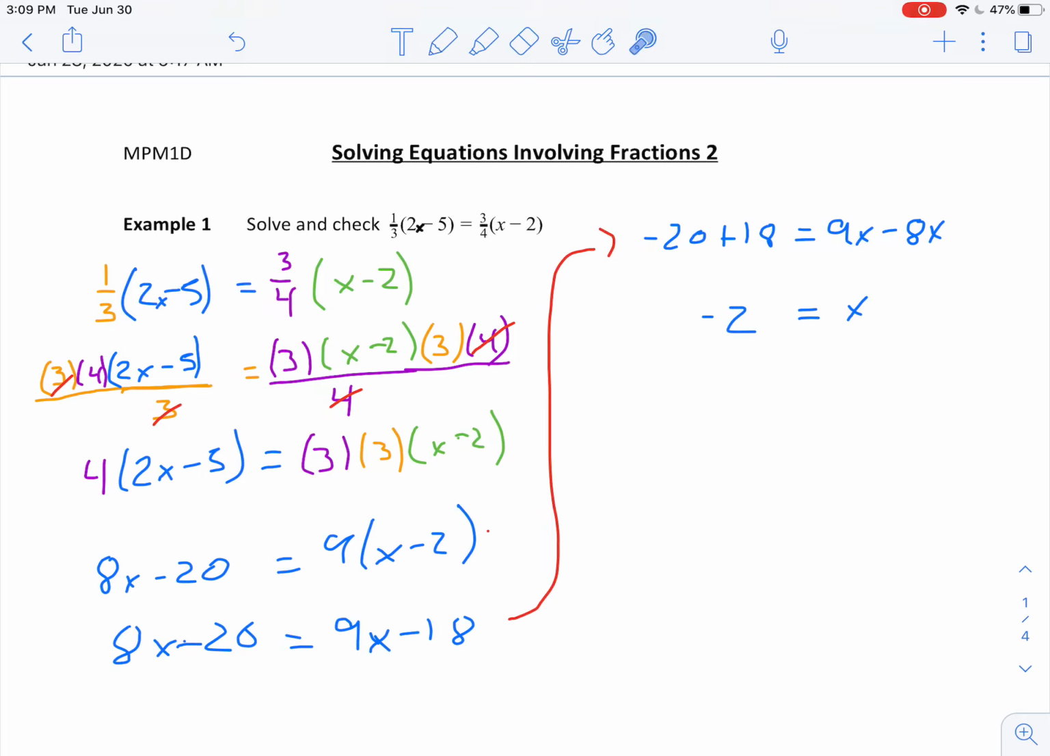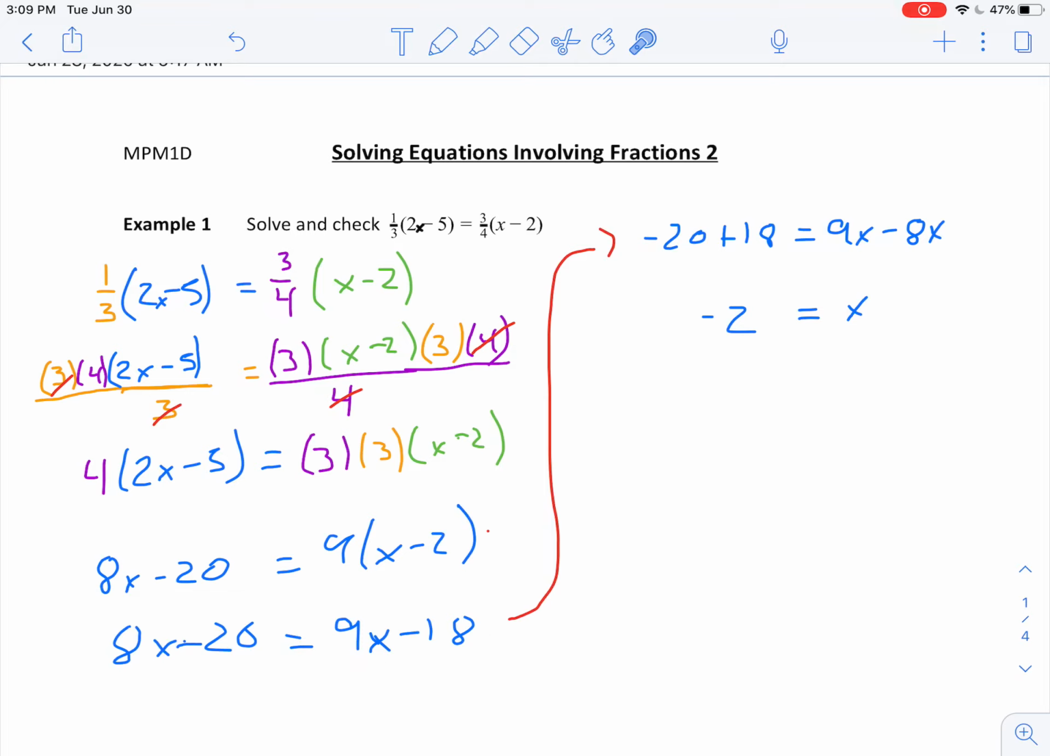So I'm left with 4 times 2x minus 5 on the left side. And on the right side, I'm left with 3 from the original, 3 times 3, that's from the balancing, times x minus 2. So I distribute on the left side, 4 into this bracket, I get 8x minus 20. And on the right side, 3 times 3 is 9. 9 times x minus 2 is 9x minus 18. So I have 8x minus 20 is equal to 9x minus 18.